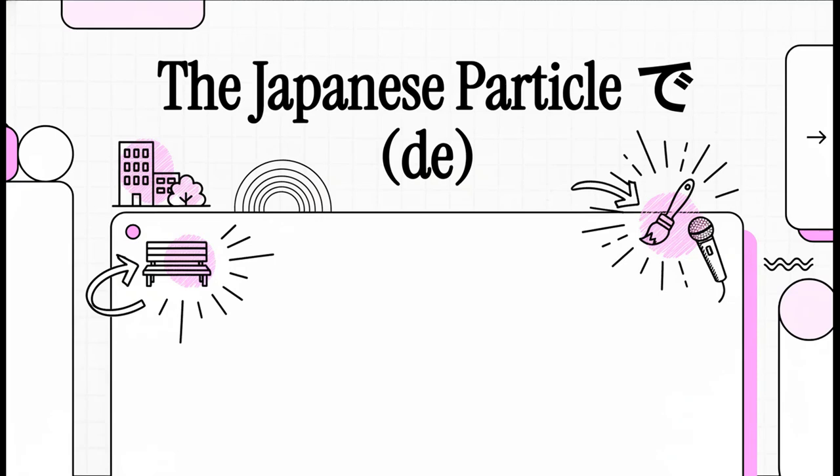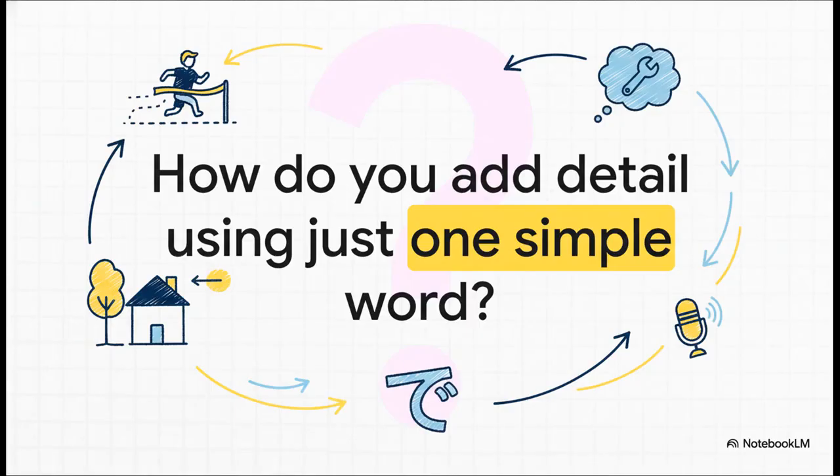Welcome! Today we are going to unlock a powerful and, frankly, essential tool for making your Japanese sentences far more descriptive. We're talking, of course, about the particle de. So think about this for a second. How do you explain the way something is done, or the place where it happens? Well, in Japanese, the answer often lies in mastering one incredibly versatile particle.